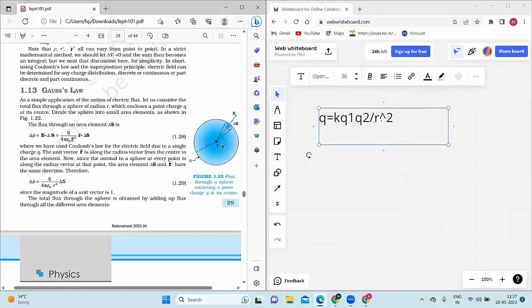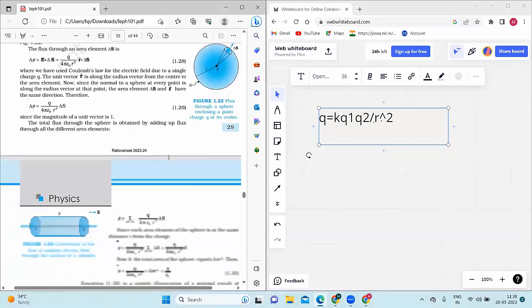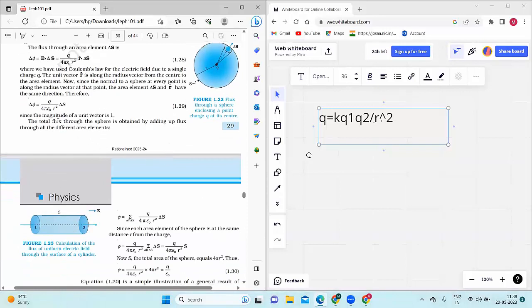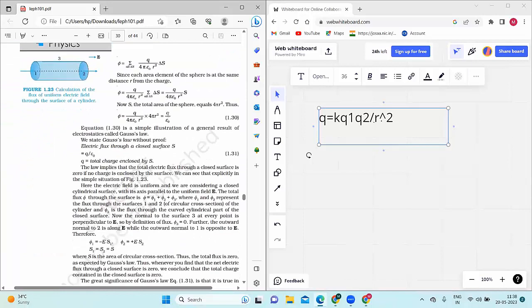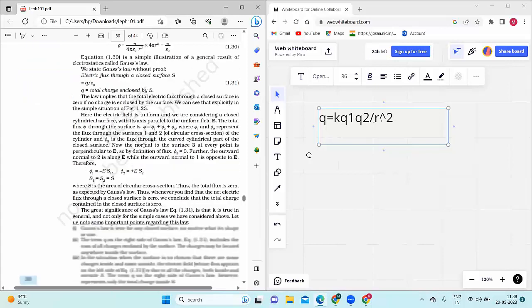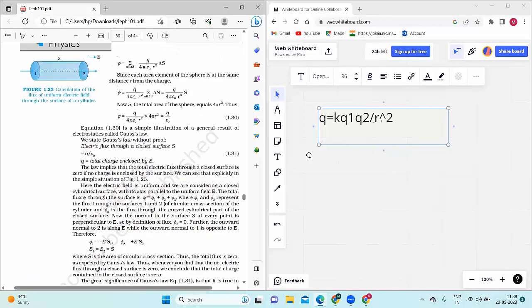The electric field created by this charge at this point will be kq by r squared. Kq by r squared into the area of this sphere, 4π r squared. So we finally get the total flux linked with the surface as q by ε0. So the flux linked by a closed surface will be the charge enclosed by the body divided by ε0.